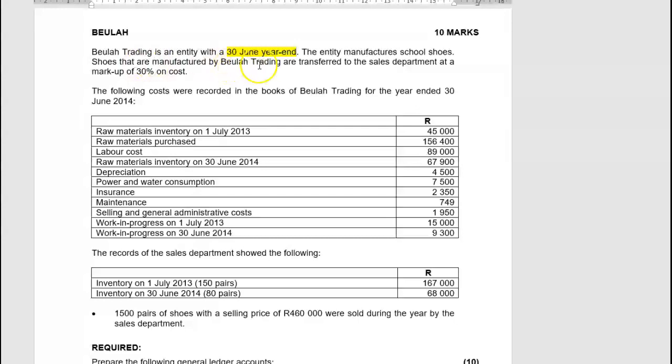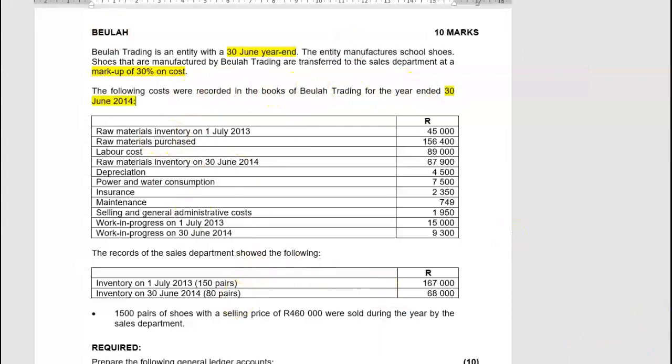Shoes that are manufactured by Beulah Trading are transferred to the sales department at a markup of 30% on cost. So what does that mean? It means once it leaves the factory environment and it is transferred to the sales department, there's an unrealized profit component of 30% added to the actual cost of manufacturing by the factory environment. The following costs were recorded in the books of Beulah for the year ended 30 June 2014.